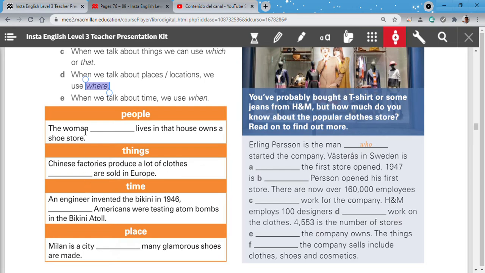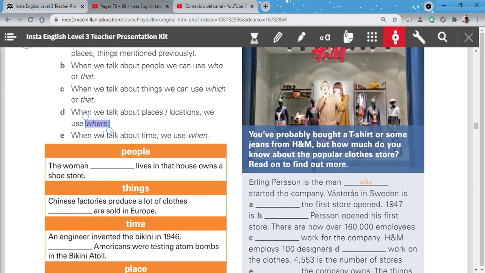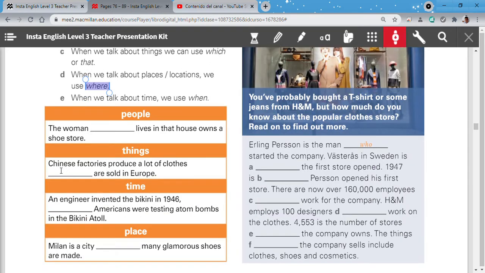The woman lives in that house, owns a shoe store. The woman who, or the woman that lives in that house, owns a store. So it could be this one, who or that. Letter B. Next, Chinese factories.